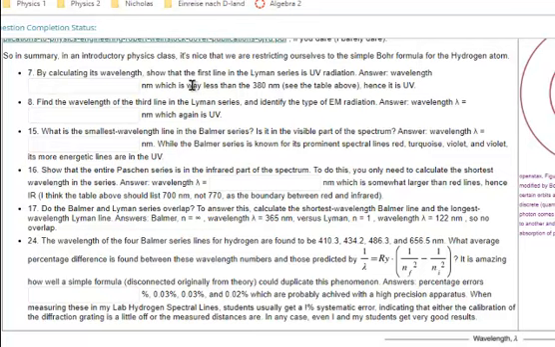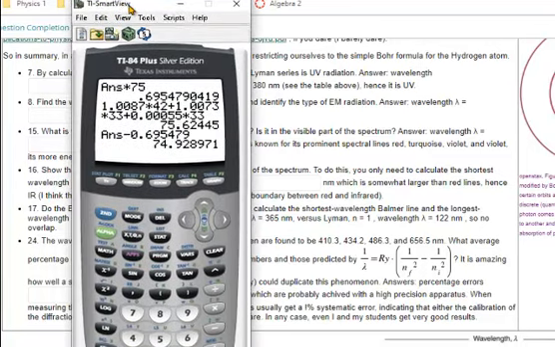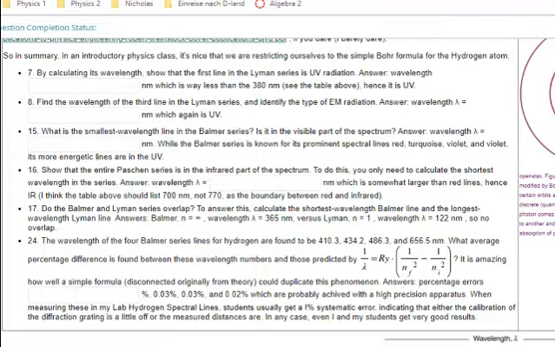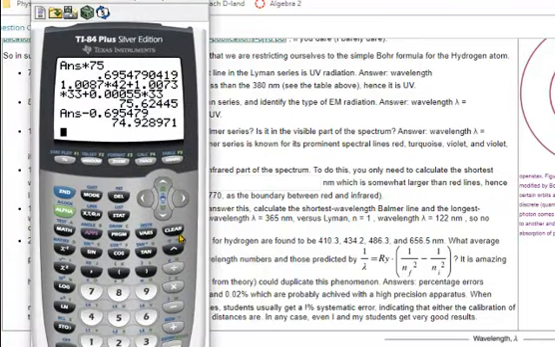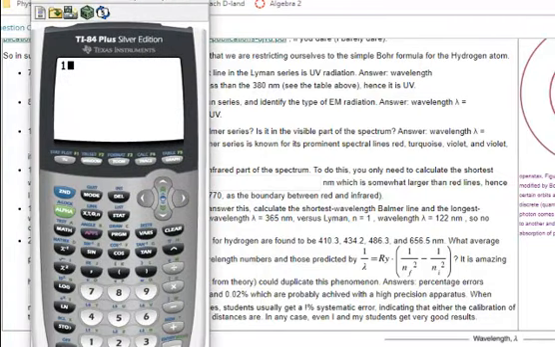By calculating this wavelength, show that the first line in the Lyman series is UV radiation, and the answer is the wavelength, which is way less than 380 nanometers. So let's calculate that using the Bohr formula. Here we go. The Rydberg constant, 1.097. I have to look that up. 10 to the, let's see, 7. Yep. It's one of the few things that I don't have memorized.